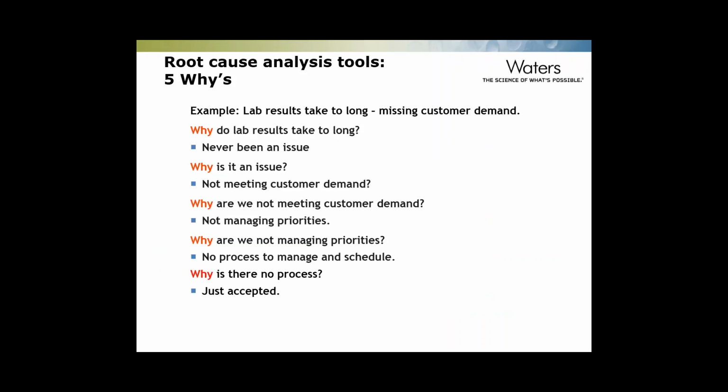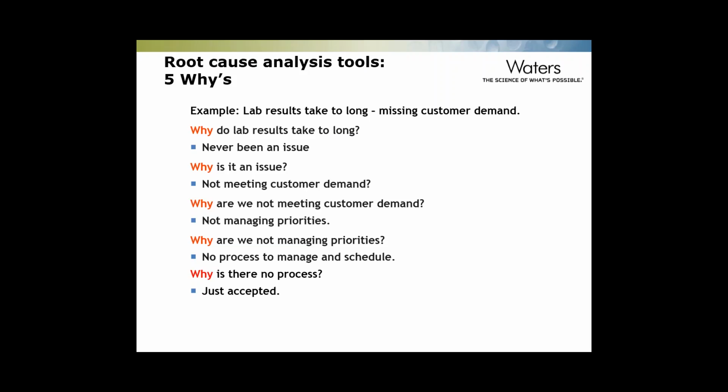Okay, so an example: if the lab results are taking too long and we're missing customer demand, the first question is, why are the results taking so long? All right, well, it's never been an issue until recently. Well, why is it an issue now? Well, it's because we're not meeting customer demand. Why are we not meeting customer demand? Because we're not managing our priorities. Why are we not managing priorities? Because there's no process to manage and schedule.